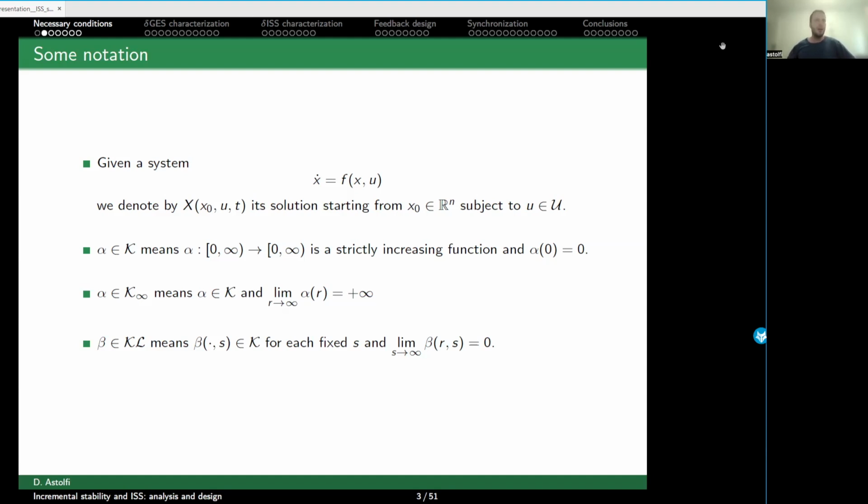Then the standard notation for class K function. A class K function alpha is a function which is 0 at 0 and strictly increasing. It is K infinity if it also goes to infinity when the argument goes to infinity. And finally, the standard notion of class KL function beta for functions which are class K in the first argument and decreasing to 0 in the second argument.